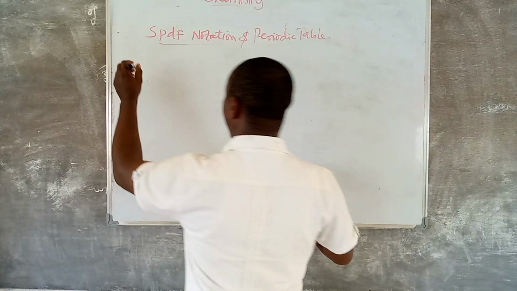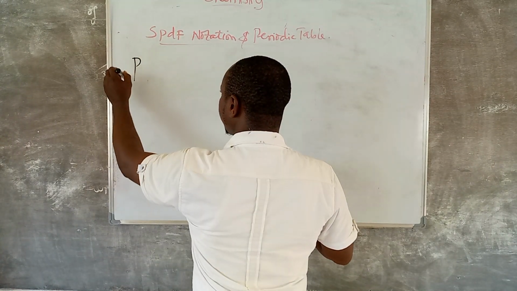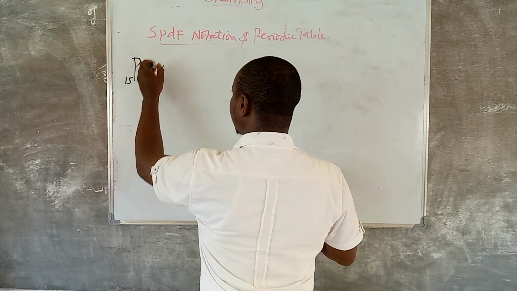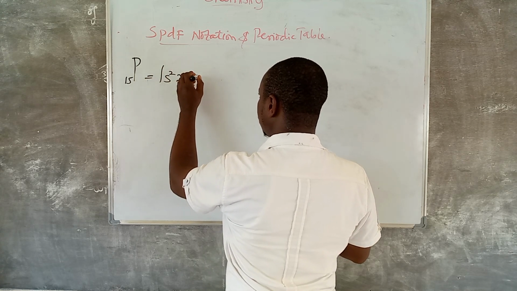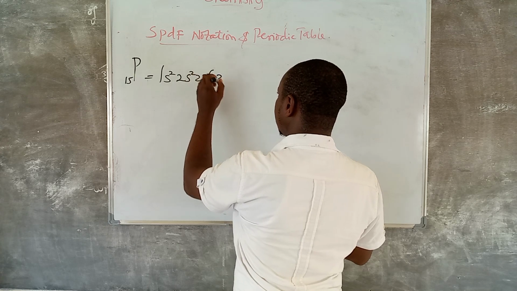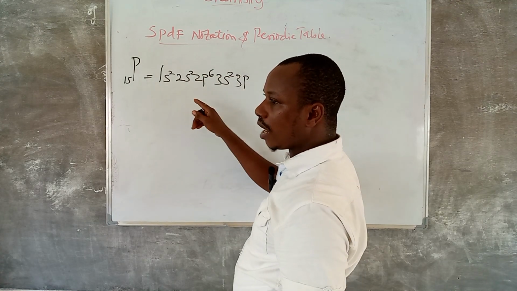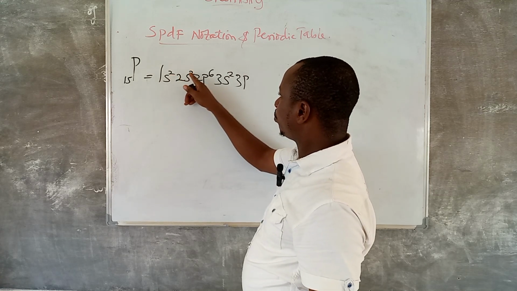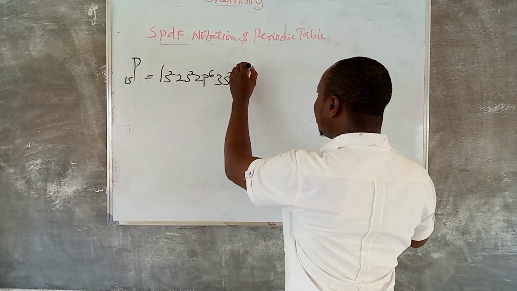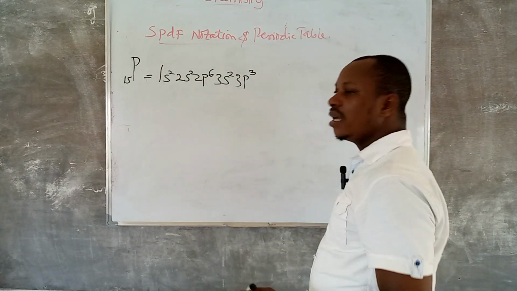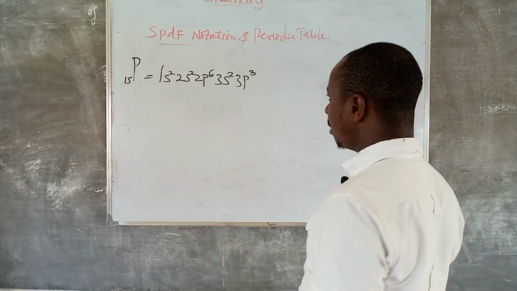For example, if we are asked to write the electronic structure of phosphorus, its atomic number is 15. Don't forget the sequence, the Aufbau principle: 1s2, 2s2, 2p6, 3s2, 3p. Let me count before I write another: 2 plus 2 is 4, plus 6 is 10, plus 2 is 12. That is 3p3. This is the electronic structure of phosphorus using SPDF.